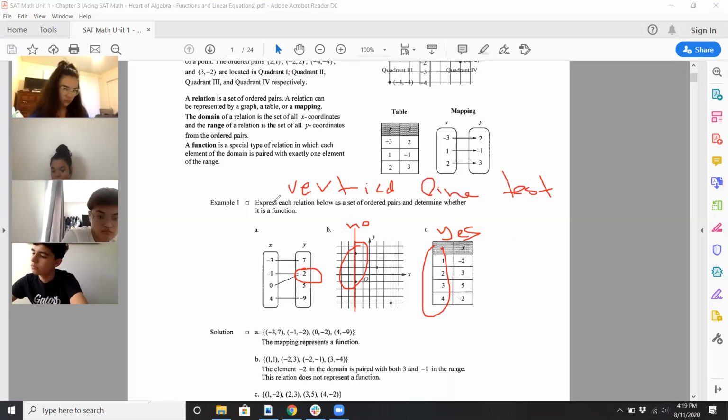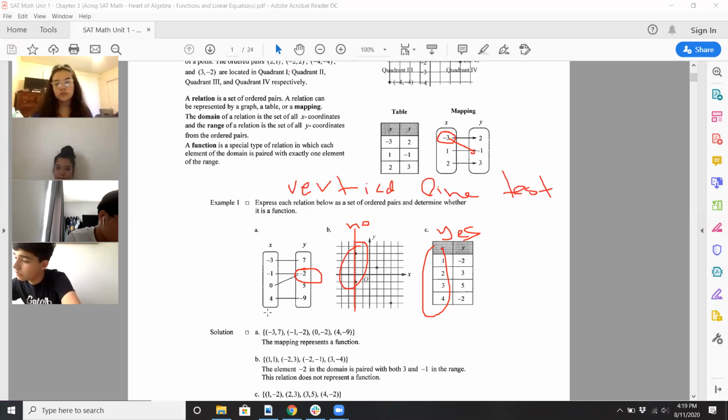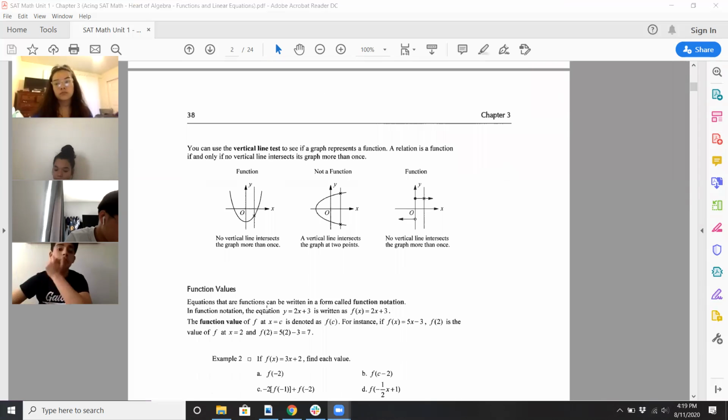But it's good to understand that a function is a relationship between X and Y in which X occurs just once. So something like this here is not okay. X equals -3 leads to two outputs. We can't have that. So that's the definition of a function. Vertical line test I just discussed. Again, no vertical line can intersect the graph more than once.